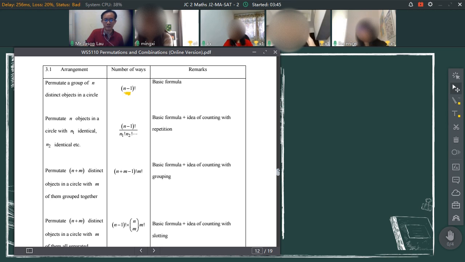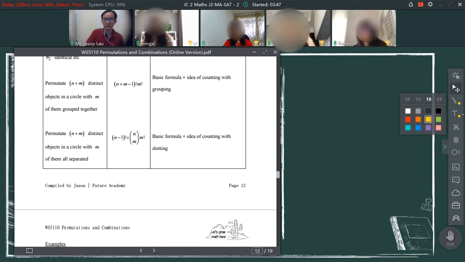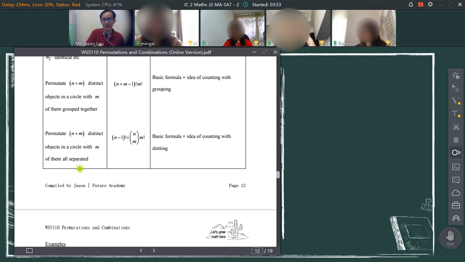So next one, if you are doing permutation in a circle where some of these objects are separated, then you need to do the slotting method plus the basic formula for the circular permutation. Okay, you get the idea, this sort of thing. So we move a bit.